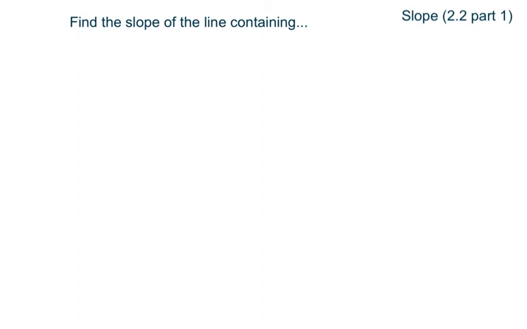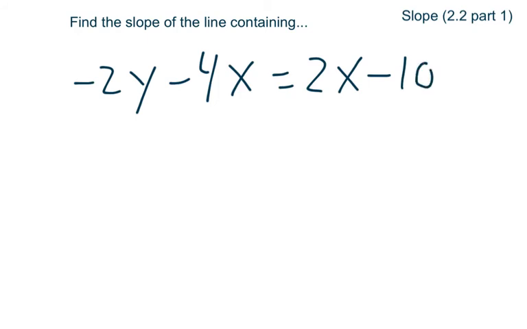Okay, this time, here is my equation: negative 2y minus 4x equals 2x minus 10. So I want to get my equation in this form: y equals mx plus b.